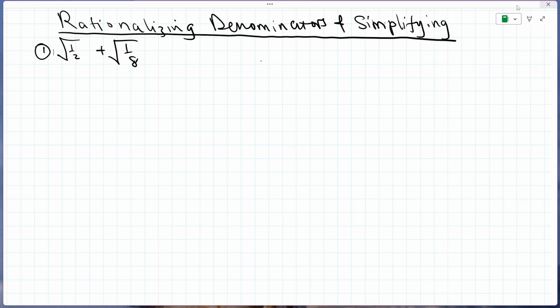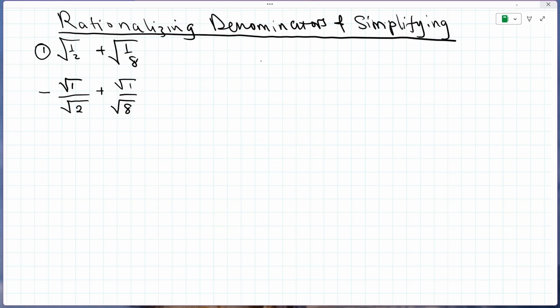So in this case, we have example number one, which is root of 1/2 plus root of 1/8. So we need to rationalize the denominators and then simplify that expression. Now, from this expression, you can clearly see that we can rewrite them as square root of 1 divided by the square root of 2. And then that's supposed to be added to the square root of 1 divided by square root of 8.